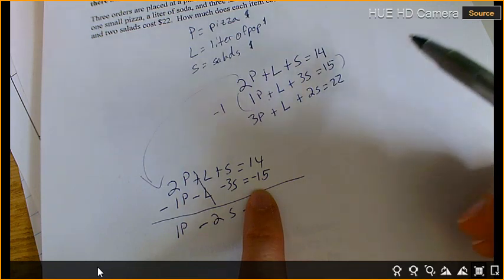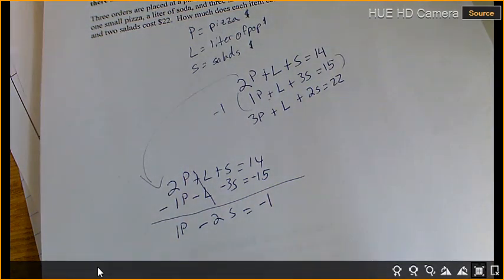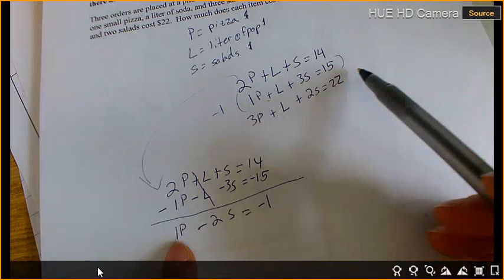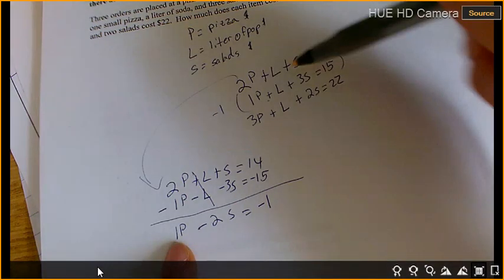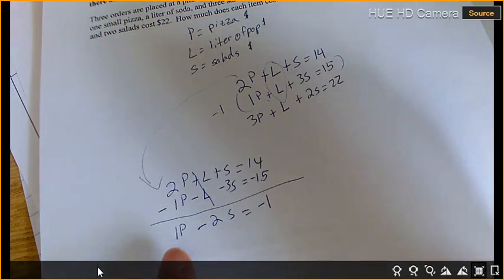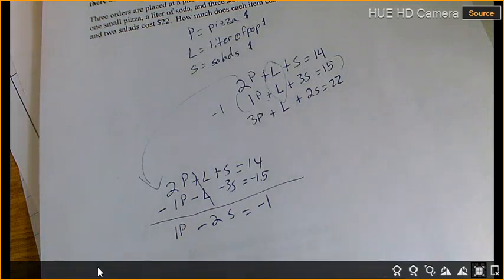Yeah, salad. Yep. Times the second one by -1 because I wanted the L's to cancel. See, this is an L and this is an L. If one of them was negative, so I just times it by -1, just like I do with elimination method.